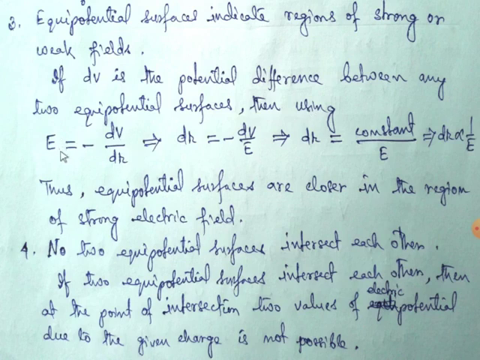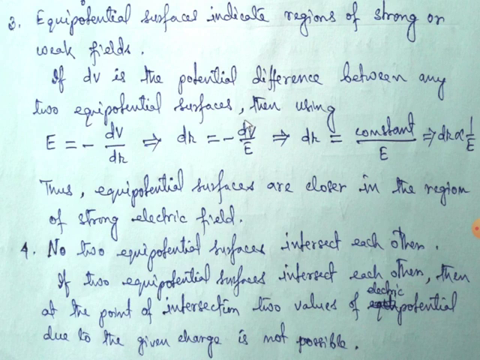Then using that relation between electric field intensity and the negative of potential gradient, your dr can be expressed as dV by E. So dr will be equal to minus dV by E. This implies that dr is proportional to dV. If it gives you a constant quantity, that means the difference in potential will remain the same, because it is between two potentials.